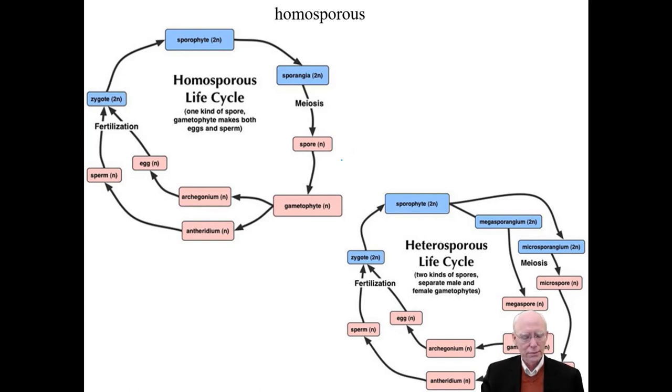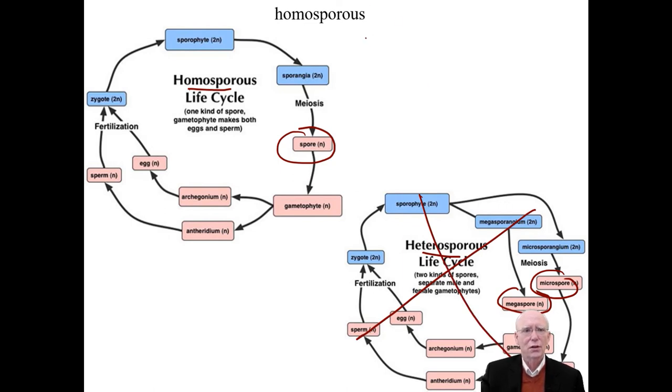Our life cycle. Remember, we have two types of life cycles in the lower vascular plants. We have the heterosporous life cycle, where there are two types of spores, and we have the homosporous life cycle, where there is a single type of spore. I've already shown you that there is one type of spore here, one type of sporangium. So we're pretty sure here, and we're correct, that this is not a heterosporous life cycle. The Psilotaceae is homosporous.